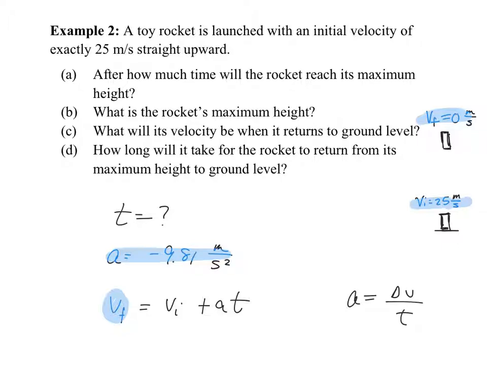Oh, I'm sorry. I put VI as 0. I got it backwards, guys. Backwards. How come you didn't raise your hand? Raise your hand, please, if you see me making a mistake. Don't let me continue it. There we go. So it's VF that was 0, because it stops at the top.